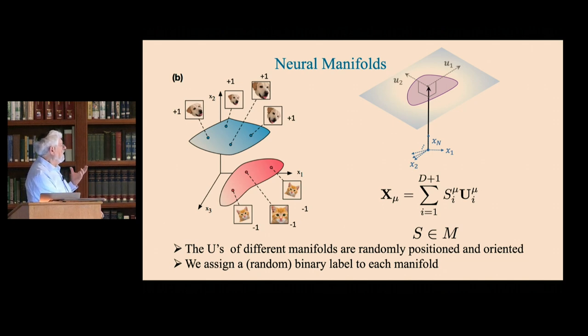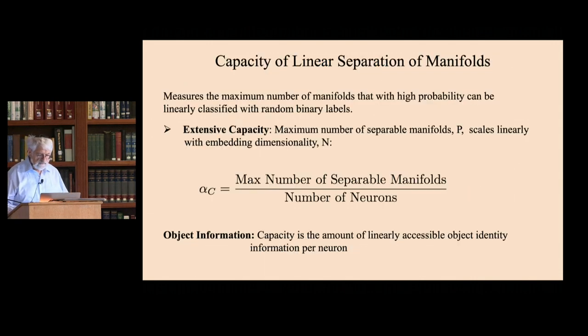And the way we measure accessible information of categories with this manifold representation is by assigning a random binary label to a collection of these manifolds. So we assume there are many of these manifolds in the relevant state space. The question is, can you decode or classify this binary label by a hyperplane?